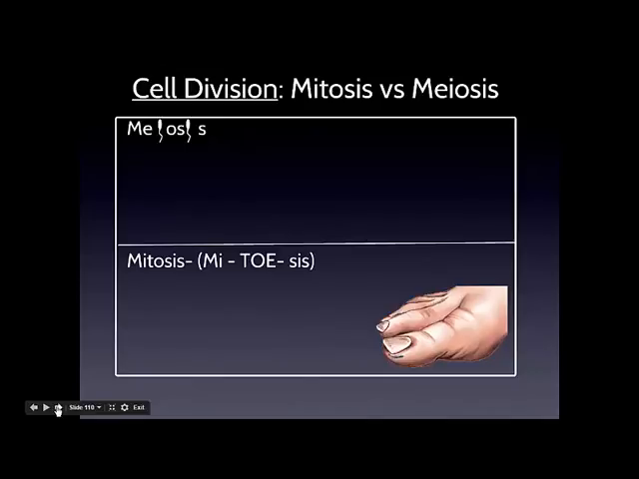Meiosis is a type of cell division that only happens at very specific times. It's to produce sperm and egg cells. So meiosis is a type of cell division that produces sperm or egg cells. We call those gametes.